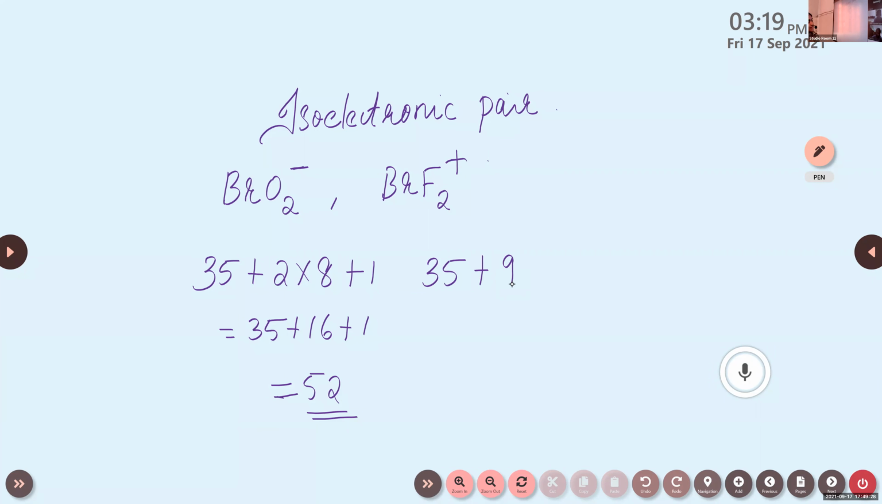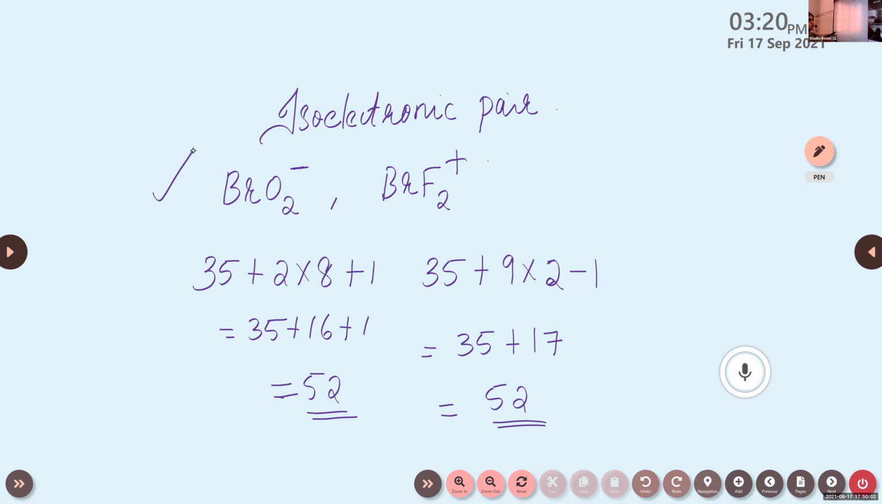Clear, children? So 35 plus 9 into 2. And there is 1 plus charge, so it will become minus 1, right? So 35 plus 9 into 2, 18. 18 minus 1, 70. That is also equal to 52, right? So this is the method to find out the total number of electrons. So here the number of electrons is the same. So this is considered as an isoelectronic pair.